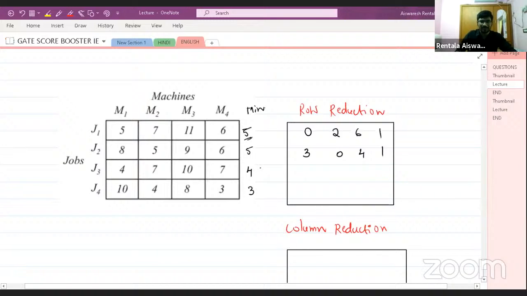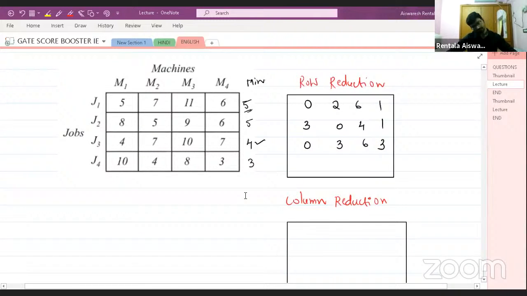Similarly, the minimum element in this row is 4, so subtract it from all the elements: 0, 3, 6, again 3. In the next row, the minimum element is 3. So this becomes 7, 4 minus 3 is 1, 8 minus 3 is 5, 3 minus 3 is 0.